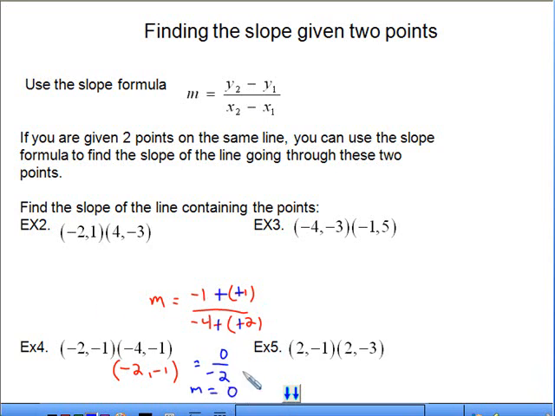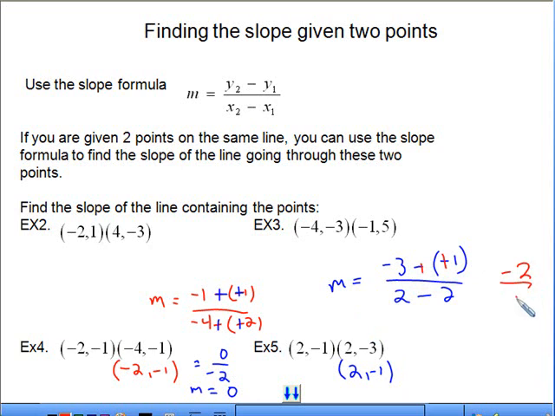So this is 0 slope. We have 0 at the top and any number at the bottom other than 0. This is 0 slope. Over here, let's stack and subtract. So we have 2 and negative 1. Start with the y's, negative 3 minus negative 1 over 2 minus 2. Two negatives next to each other are going to become positive. So we're going to end up with negative 2 over 0.